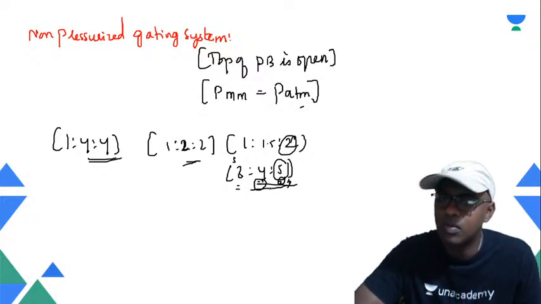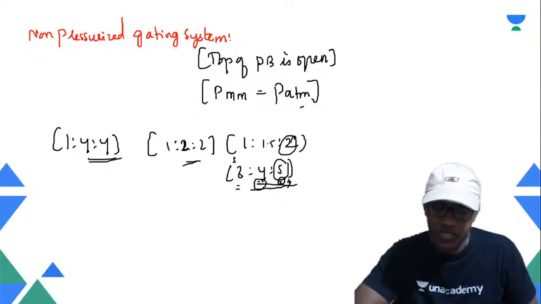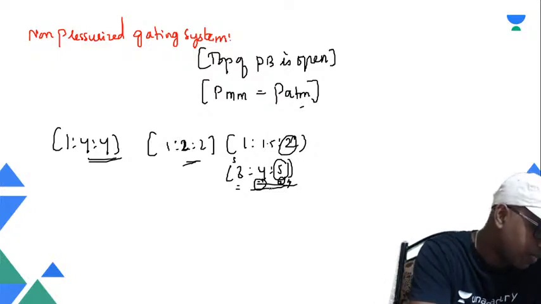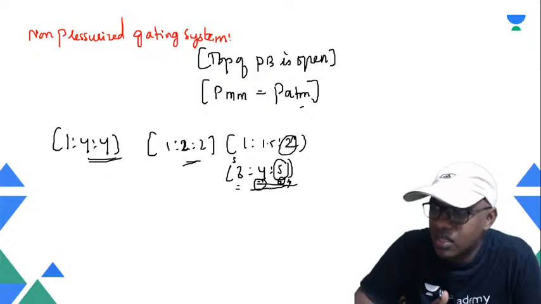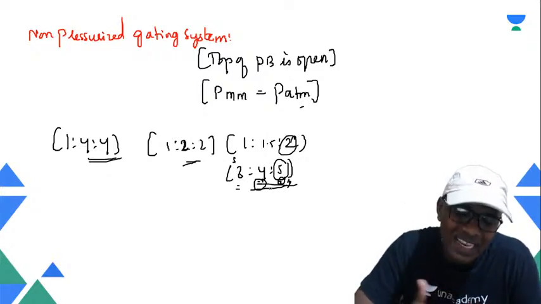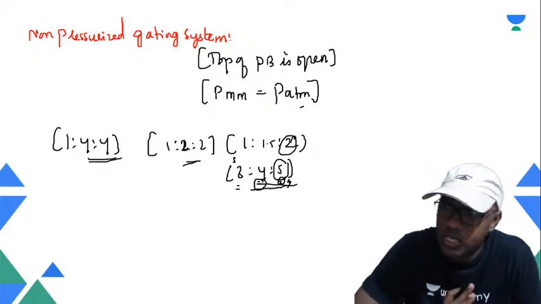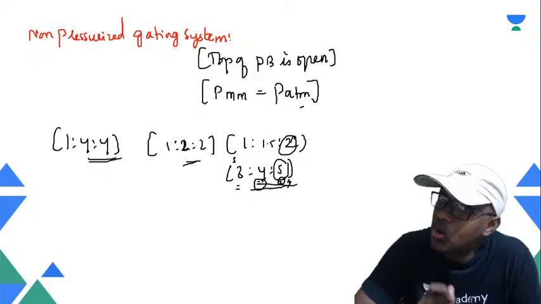The gating systems are preferably chosen as pressurized for the following reasons. Let me mention it here. Please make a note of it. A pressurized gating system is required for highly reactive materials like aluminium, magnesium, etc. And when a back pressure gating system is required, and to increase the velocity of the molten metal.